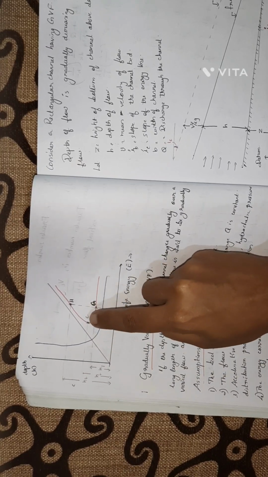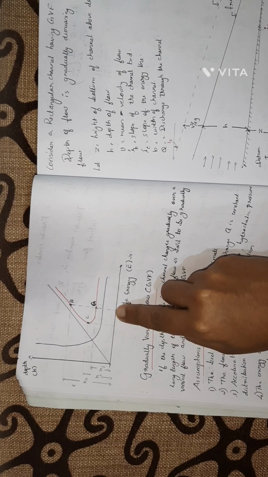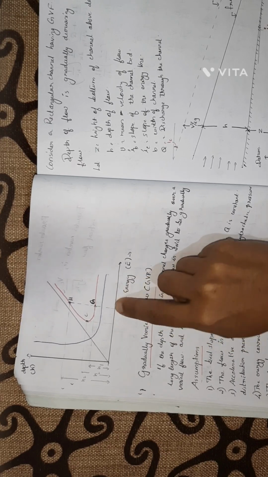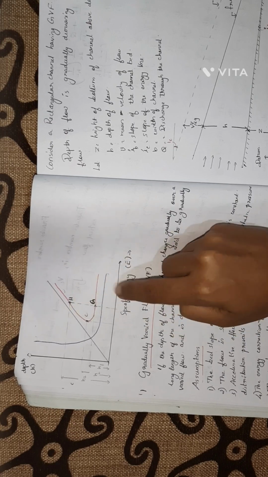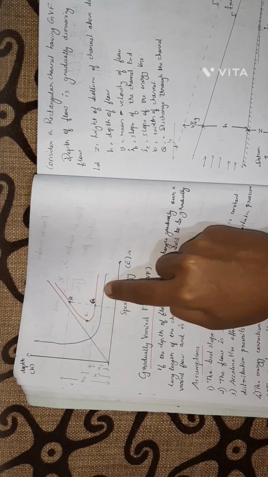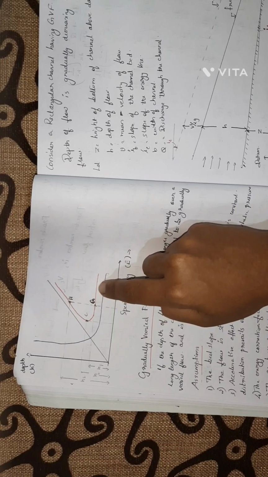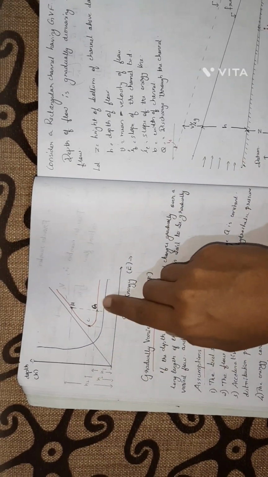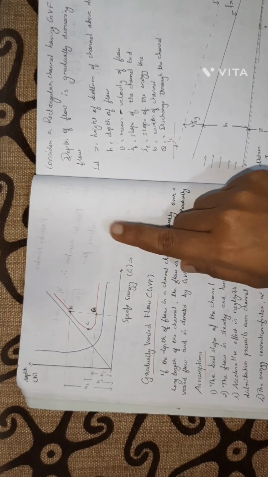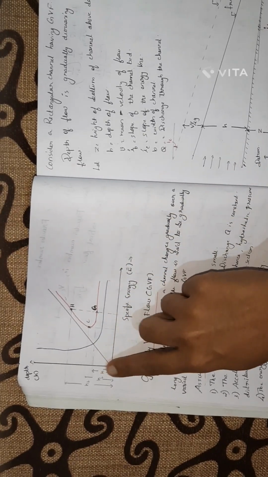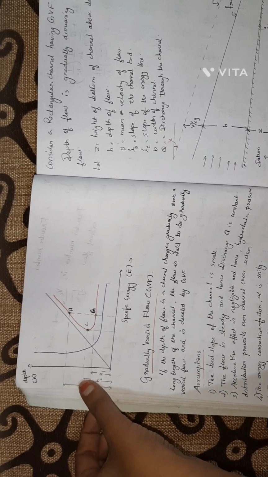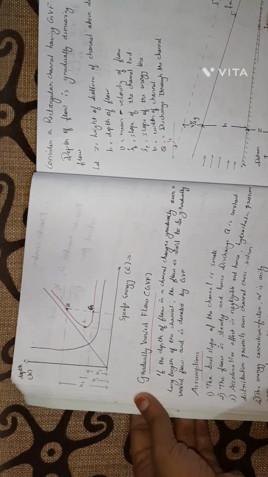But other than that, if we plot any value of specific energy, if it is here, we are getting two depths. If the specific energy is here, we are also getting two depths. So for any value of specific energy, we get two depths, and these two depths are known as the alternate depths.